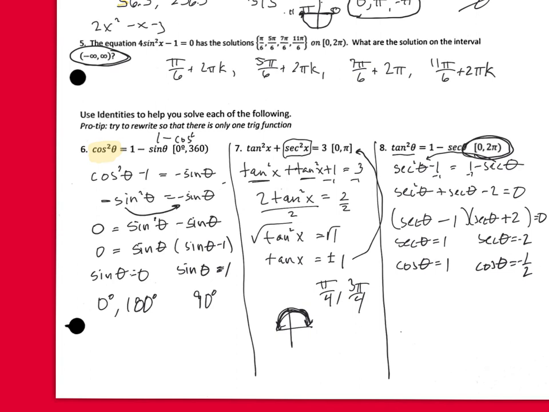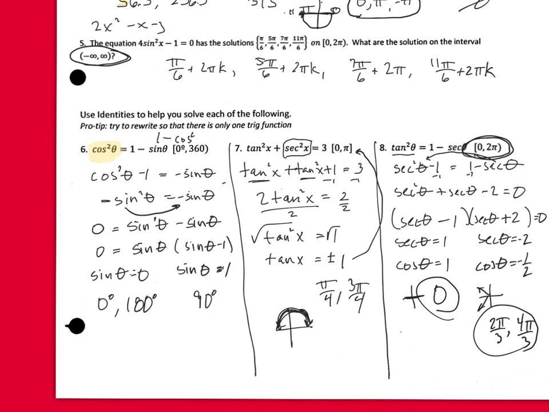So cosine equals 1, obviously right here where it starts. We're not allowed to use 2 pi, so that's just 0. And then the negative 1/2, this is where I was doing before. Negative 1/2, that's your pi over 3. And so this would be 2 pi over 3, and then 4 pi over 3.